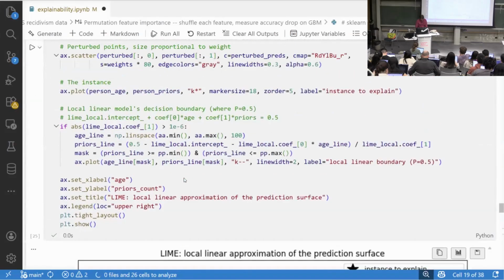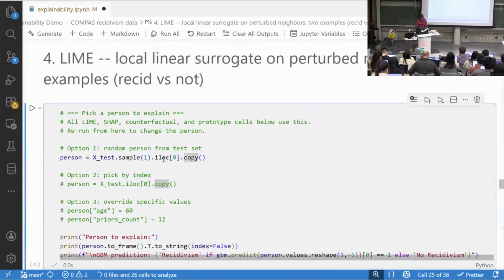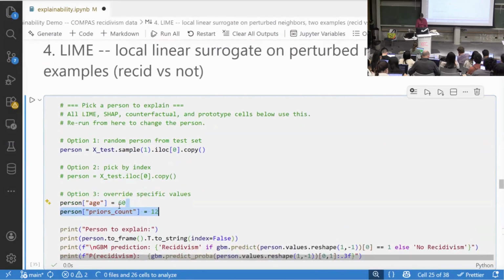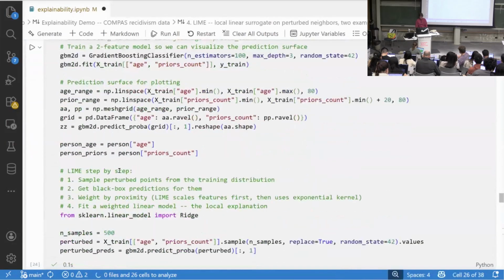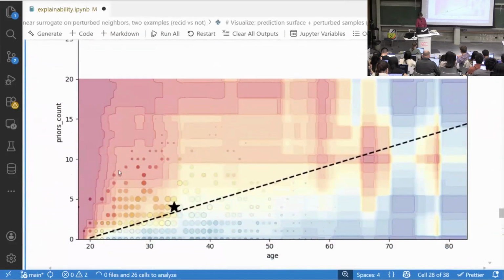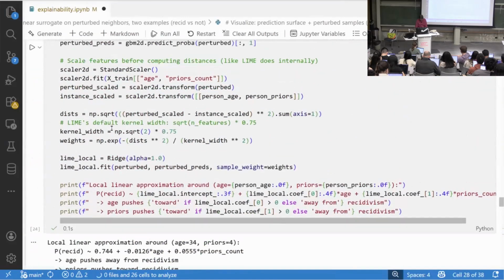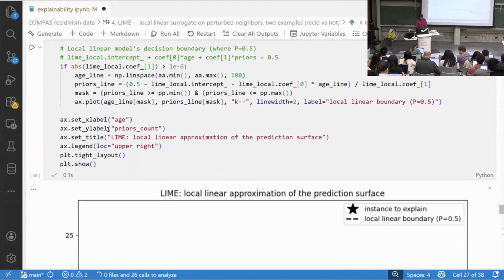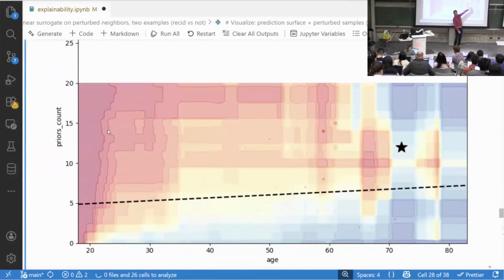I can also now, if I want to, let me try to manipulate this. So this was just a random person. Let's say we use a person that's 72 and has lots of prior convictions, just to have a more interesting data point. The model comes up with very different results. If I run this, like this didn't work, obviously. Okay. So now it's making a prediction for this person here.